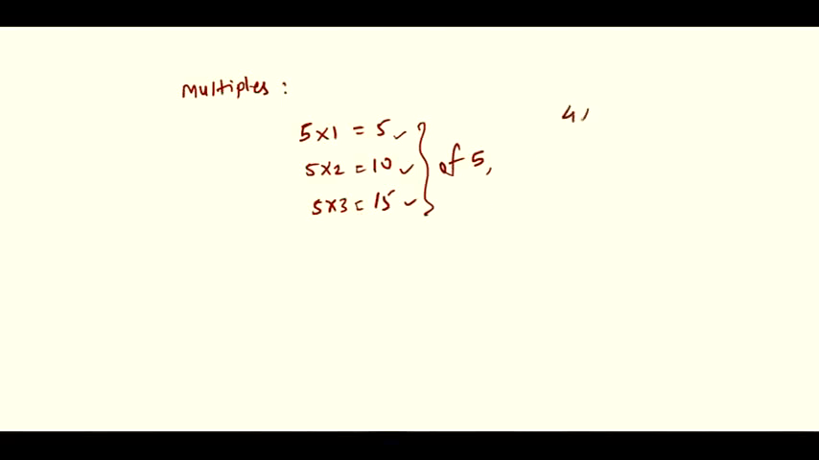Similarly, 4 1 ja 4, 4 2 ja 8, 4 3 ja 12, 4 4 ja 16 and so on. So 4, 8, 12 and 16, these are the multiples of 4.